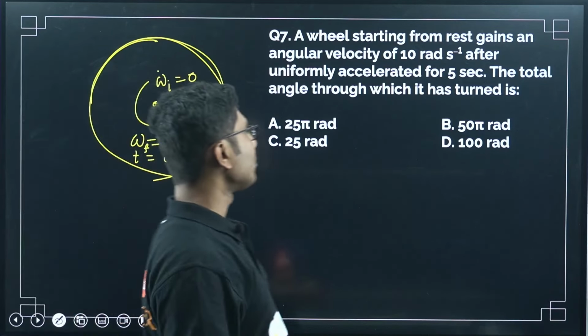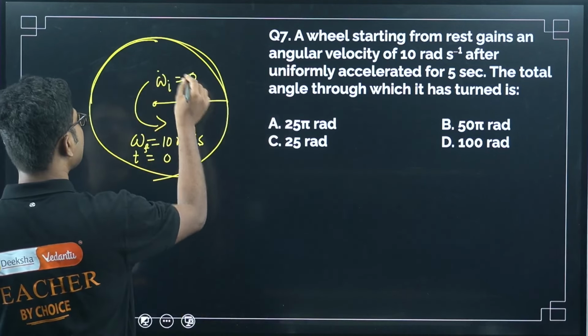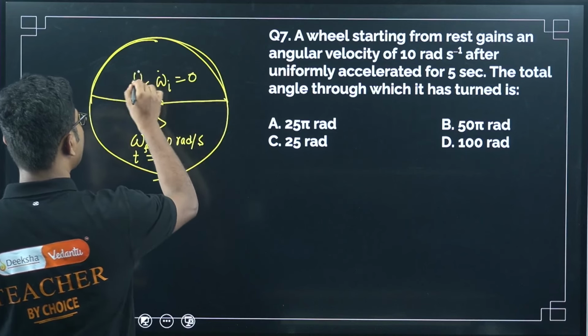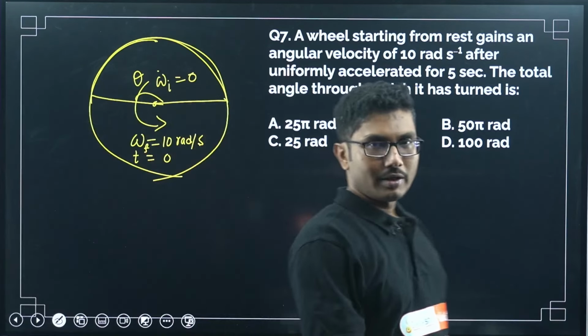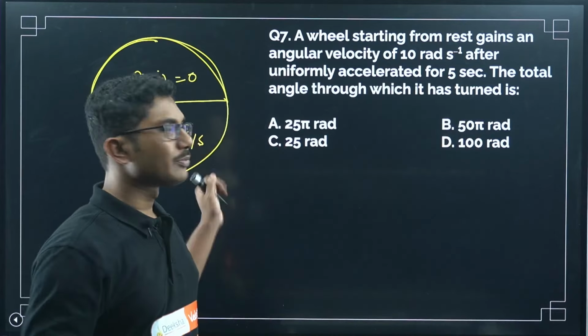And the total angle through which it has turned. So you have to find the total angle through which it has turned. Suppose it started here, it reached here, the angle is theta, you have to find the angle theta. Very complicated problem, right? So I will teach you one trick so that you can solve any such problems like this.